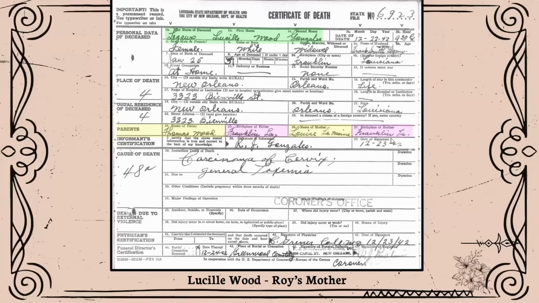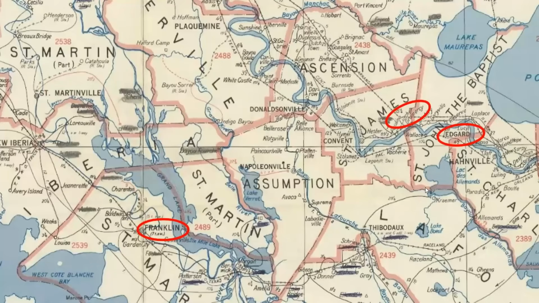So this is from the 1940s. Just for geography, because I like maps, we have two of Roy's siblings saying that they were born in Lutcher or St. James Parish. Frank says he's from St. John the Baptist, more specifically Lucy. And Roy is saying that his mother was born in Franklin, where her father lived with his wife and children.